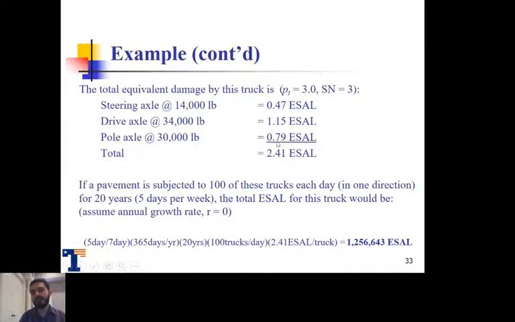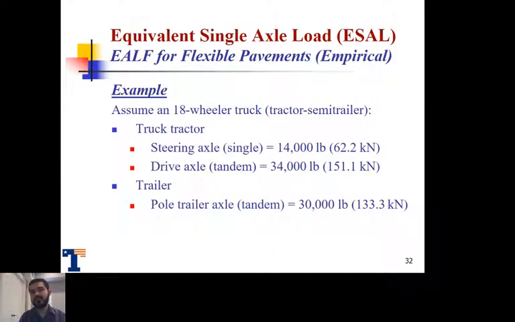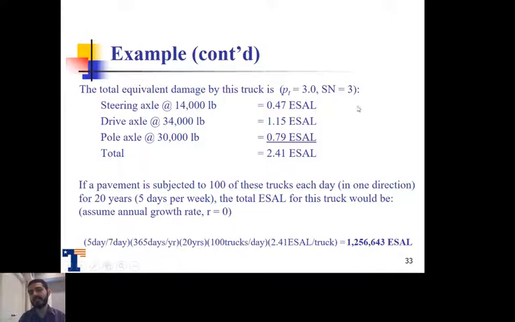Why is that? You may ask, how come it's 0.79, which is less than an ESAL, although this is 30,000 pounds. For 30,000 pounds, you need to go to the table for the trailer axle, which is a tandem. The equivalent single axle for a tandem is 18 times 2, that's 36. So that explains why 30 is less than 1 ESAL. If you sum up all these numbers, we get 2.4 ESALs, which means this 18-wheeler is equivalent to 2.4 equivalent single axle loads.